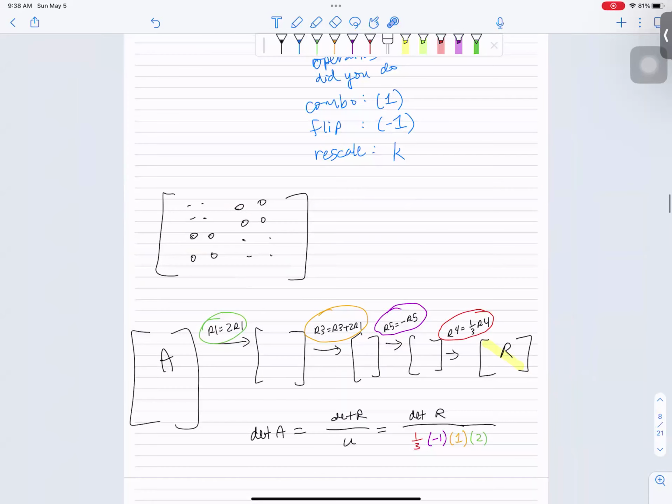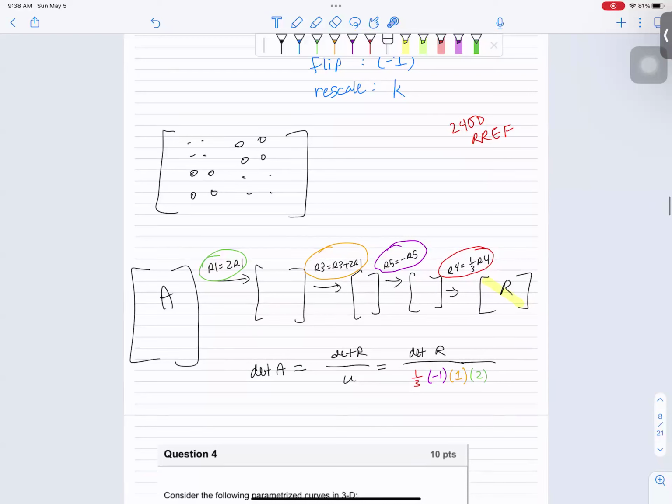Rescaling will come in more handy in Math 2400, where you have to get your matrix into something called a reduced echelon form, REF. I forget if it's RF or RREF. That requires ones on the diagonal. But you don't have to worry about that for this class.